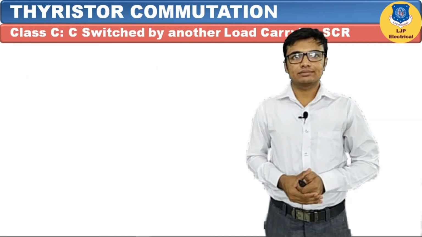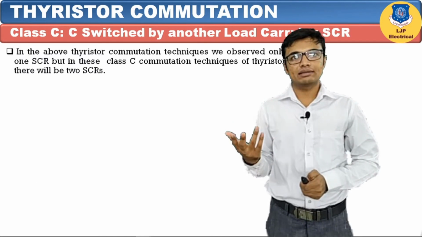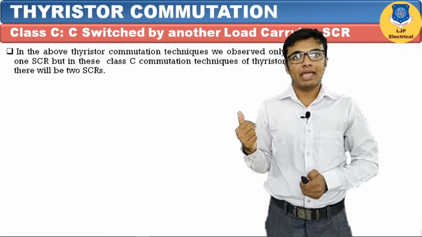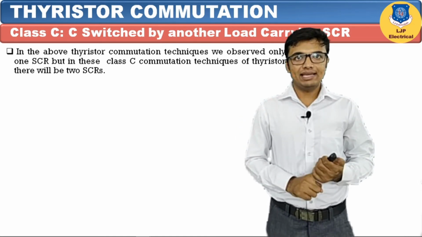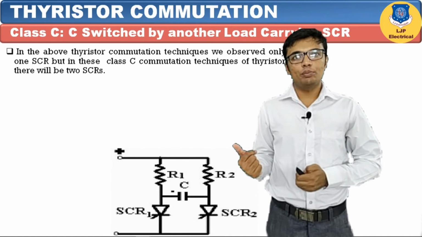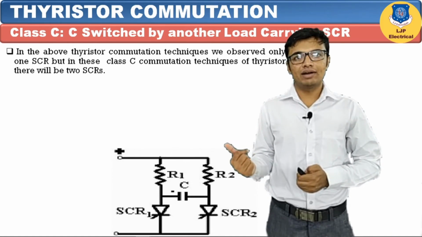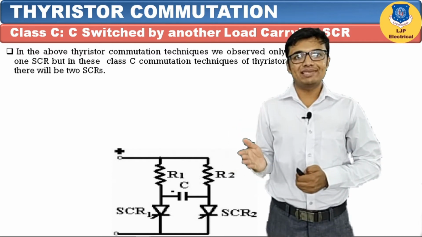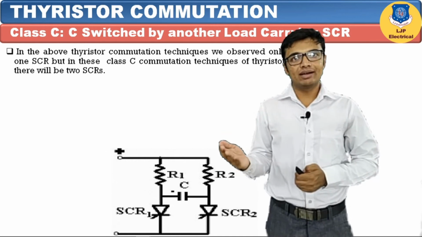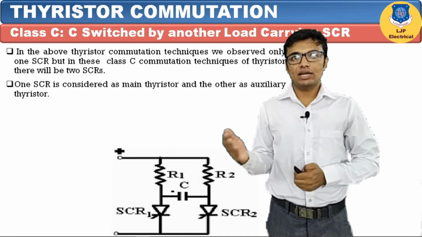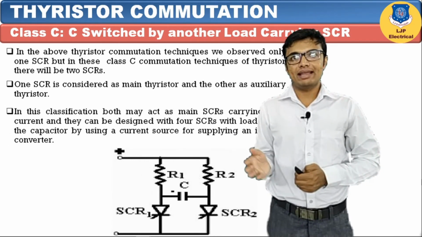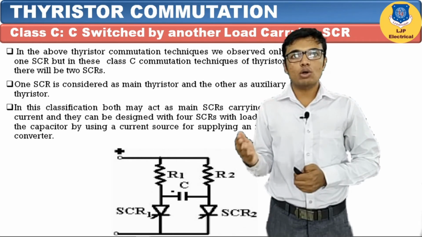Let's see class C commutation. In the previous circuit we observed that in that commutation only one SCR is required, but in class C commutation two SCRs are required. One is the main SCR and the second is the auxiliary SCR. So this is the circuit diagram of class C commutation. It has two resistances, R1 and R2. In between we have connected one capacitor, and it has two SCRs, SCR1 and SCR2. SCR1 is considered the main SCR and SCR2 is considered the auxiliary SCR.